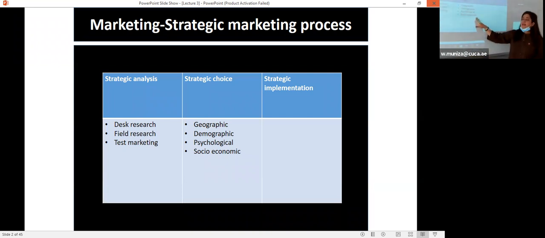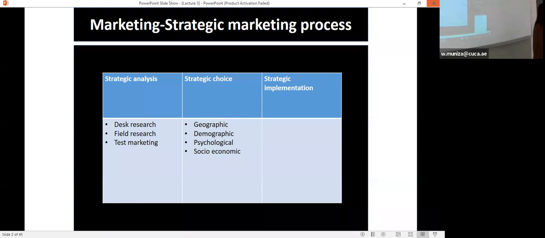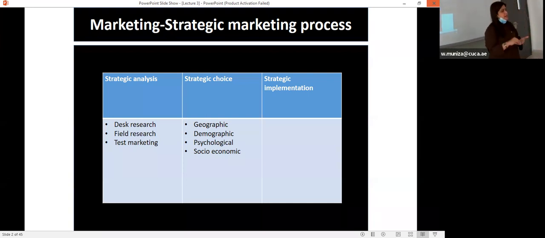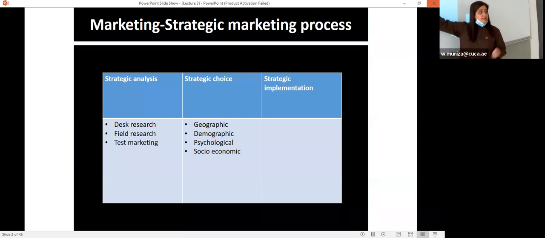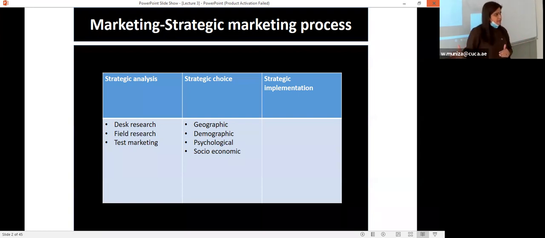Then the second phase starts, that is strategic choice. In this phase, what happens? The total market is segmented as per different characteristics. As per the same characteristics, the market is segmented into different areas. This can be on the basis of geographic characteristics, for example southern region, eastern region, western region. On the basis of areas, the market is segmented. For example, in the overall UAE, different emirates can be the geographic segmentation. And on the basis of that, the marketing strategies are implemented.